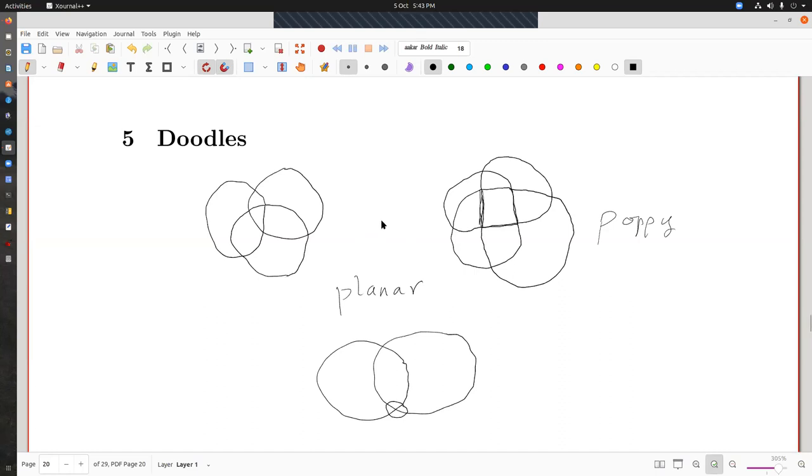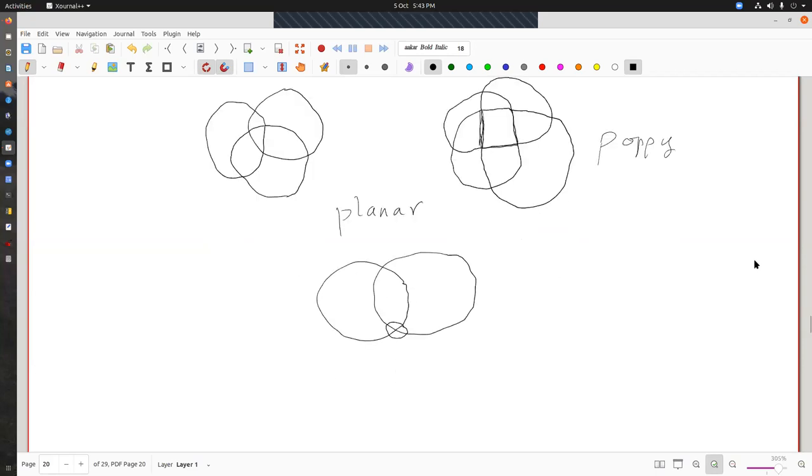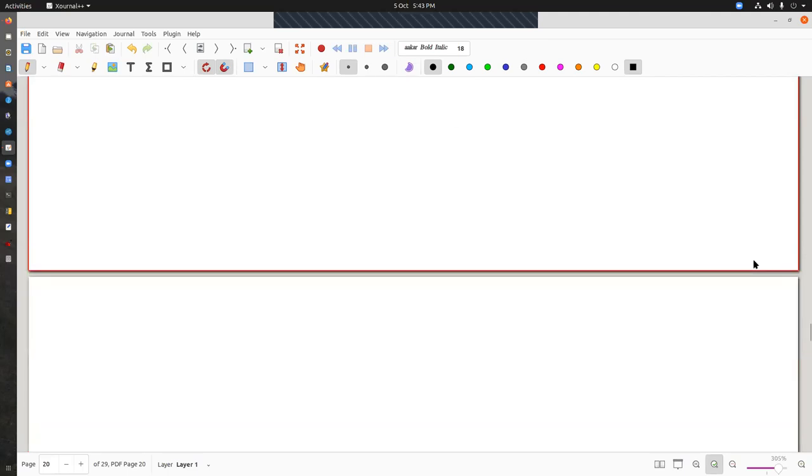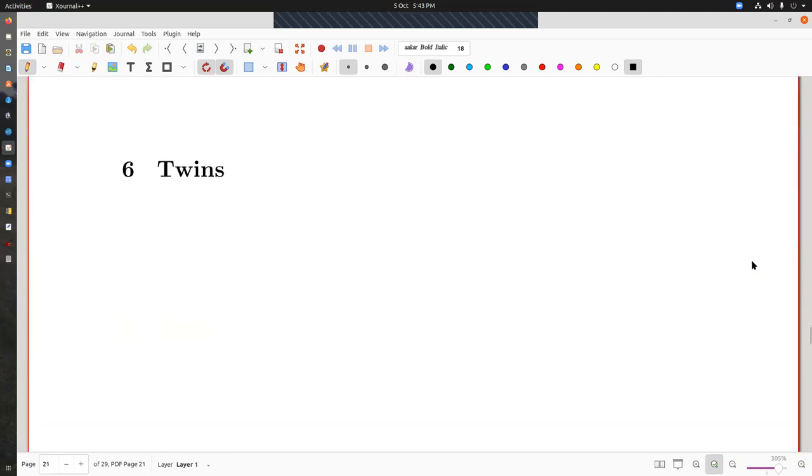But the point is, the planar doodles are not normal, whereas the extended doodles on a surface, they are normal. So we have a situation here where maybe this doesn't satisfy the generalized Markov theorem, and in fact it doesn't. So we need to give an example. First of all, we'll talk about twins.